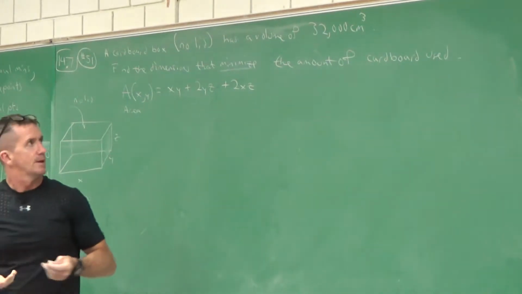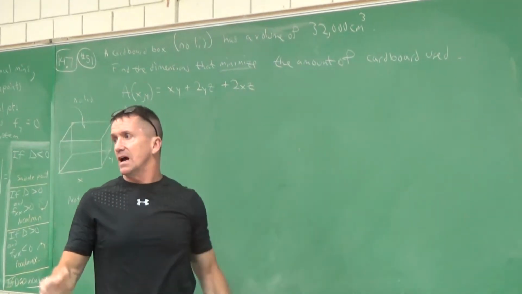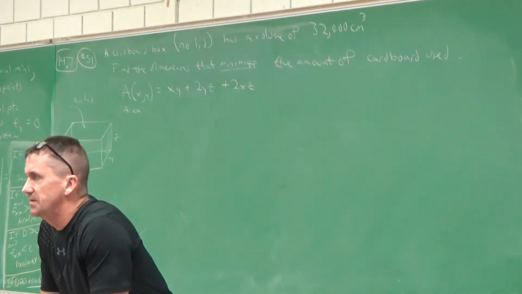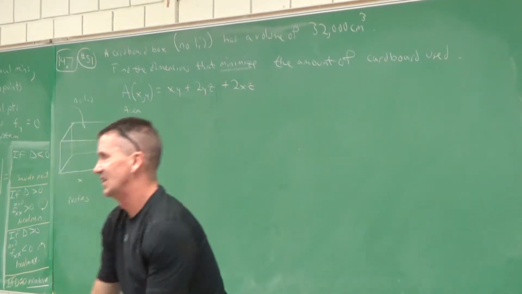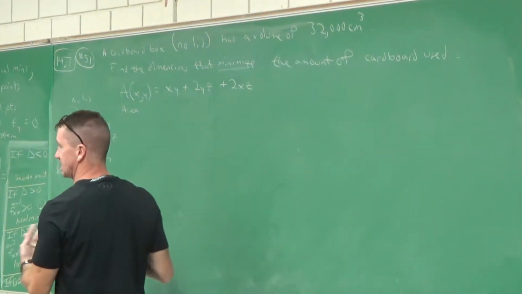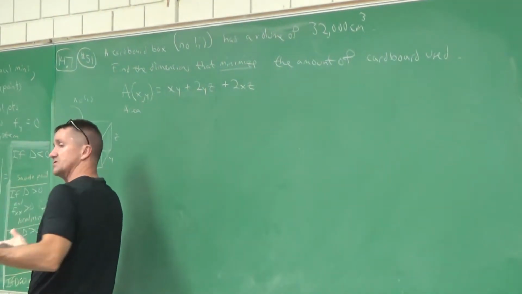X times Y times Z equals 32,000. There you go. That number 32,000, you notice we haven't used it yet. So they gave us some information about that. They call it, you want to know what they call it? They call it the constraint. Under this constraint, they're saying that the volume can be constrained to being 32,000 cubic centimeters.